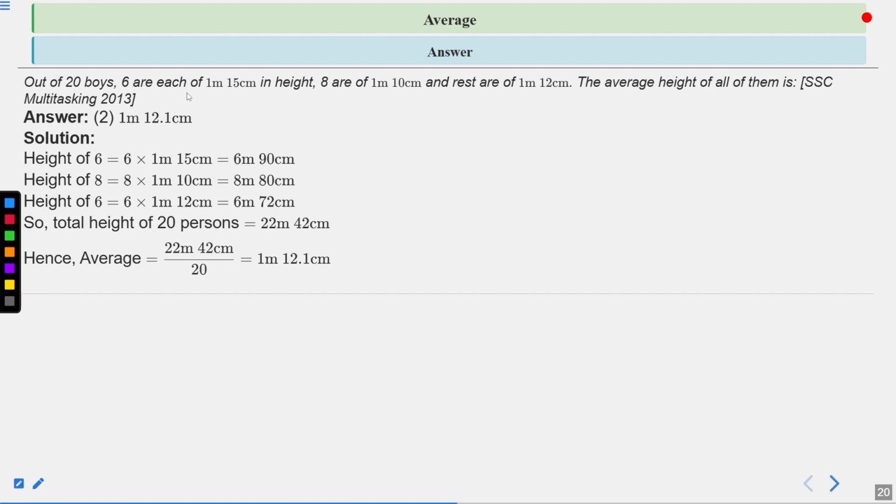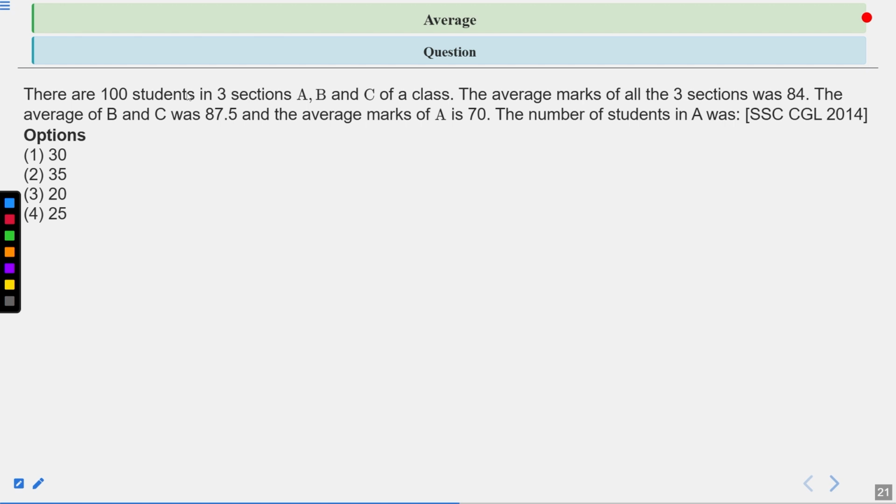Next one. There are 100 students in three sections A, B and C of a class. The average marks of all three sections was 84. The average of B and C was 87.5 and the average marks of A is 70. The number of students in A was... This question was asked in the SSC CGL exam in 2014. So there are four options. First one is 30, second is 35, third one is 20 and fourth one is 25.